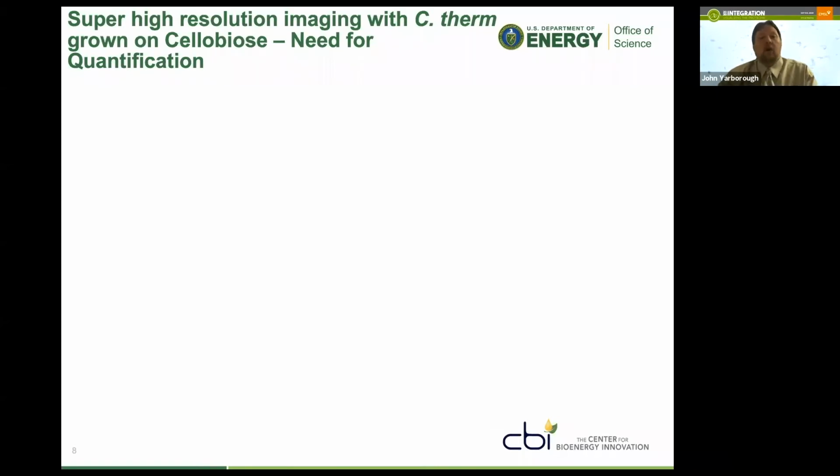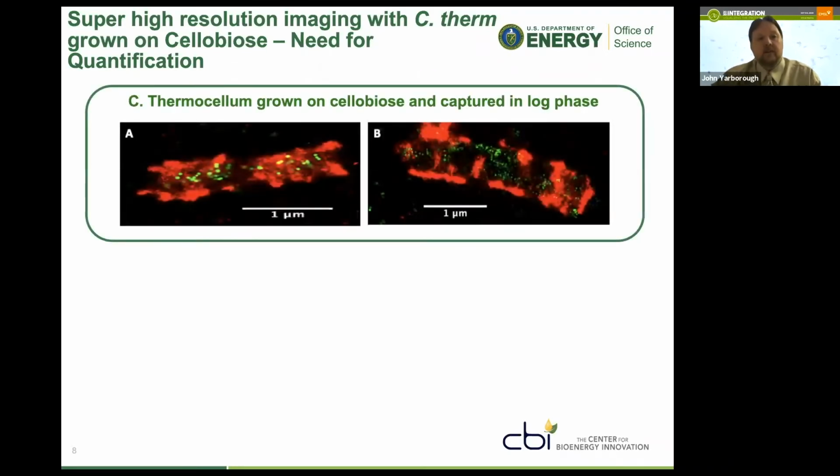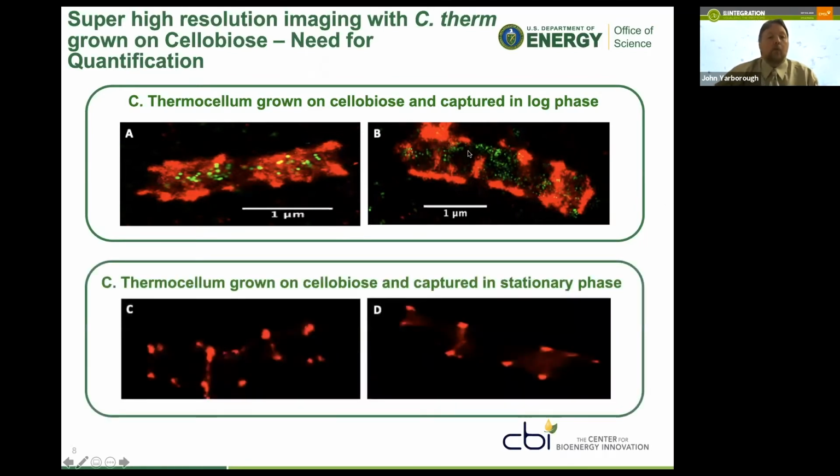The issue with all optical microscopy is that we really need to be able to quantify this information. And the reason why is here we see cellulosome grown on cellobiose, and we capture it in the log phase. And as we can see, the bacterial cell wall is heavily decorated with these cellulosomes. Yet, as the bacteria propagate and transition from log phase to stationary phase, visually we see a decrease in the overall fluorescence of the bacterial cell wall. And the question is why?